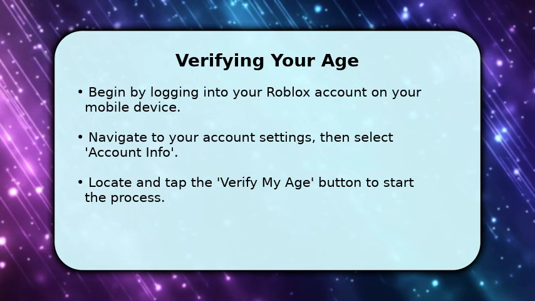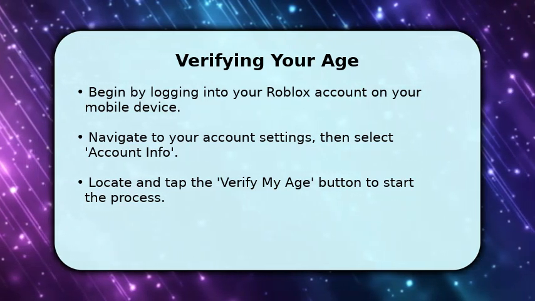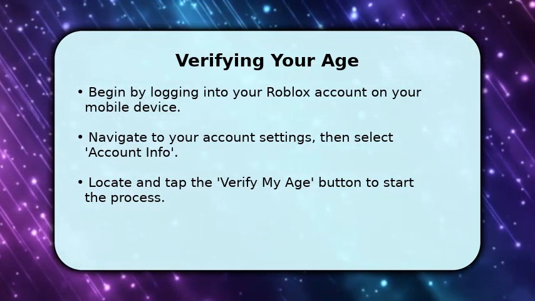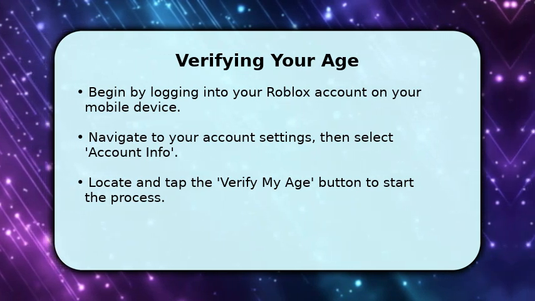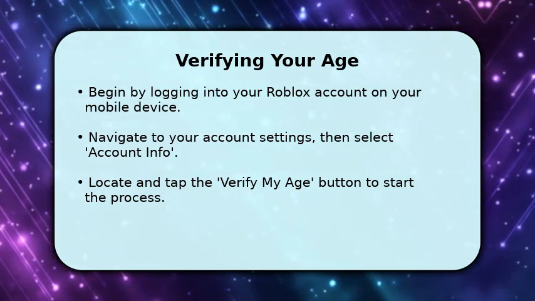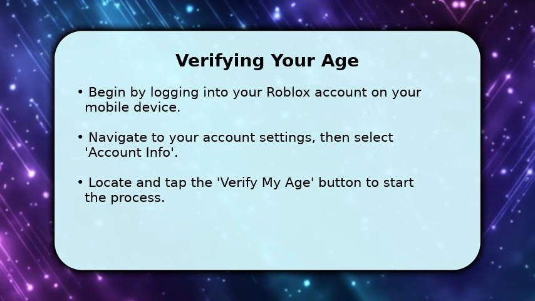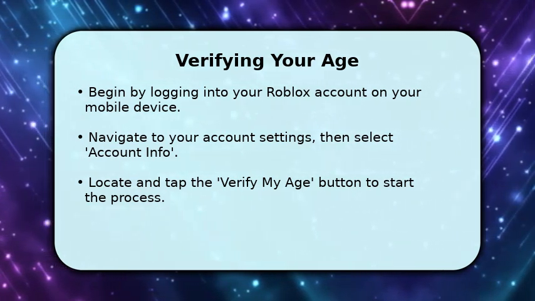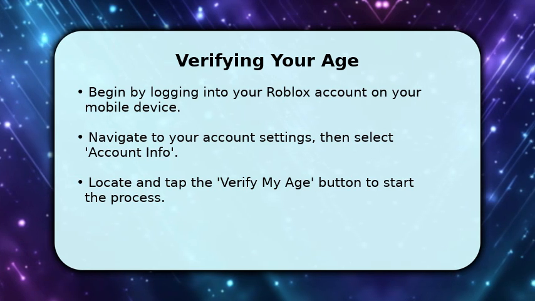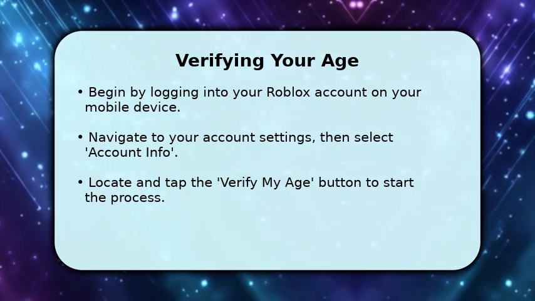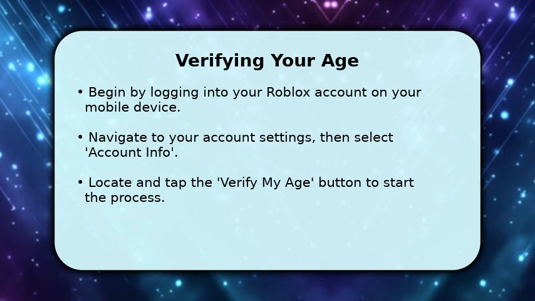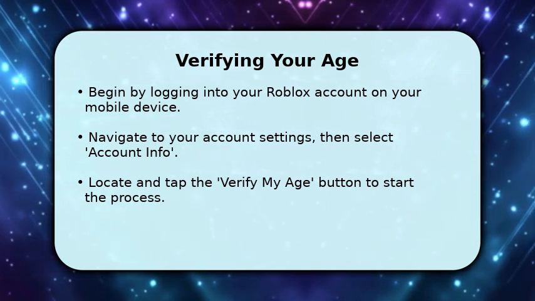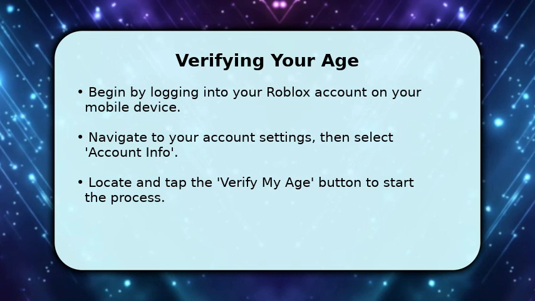To begin the age verification process, first log into your Roblox account using your mobile device. Once logged in, tap the three dots icon to open the More menu, then go to Settings and select Account Info. Here, you will find a button labeled Verify My Age. Tapping this will initiate the verification flow, which requires a government-issued photo ID, such as a driver's license or passport.